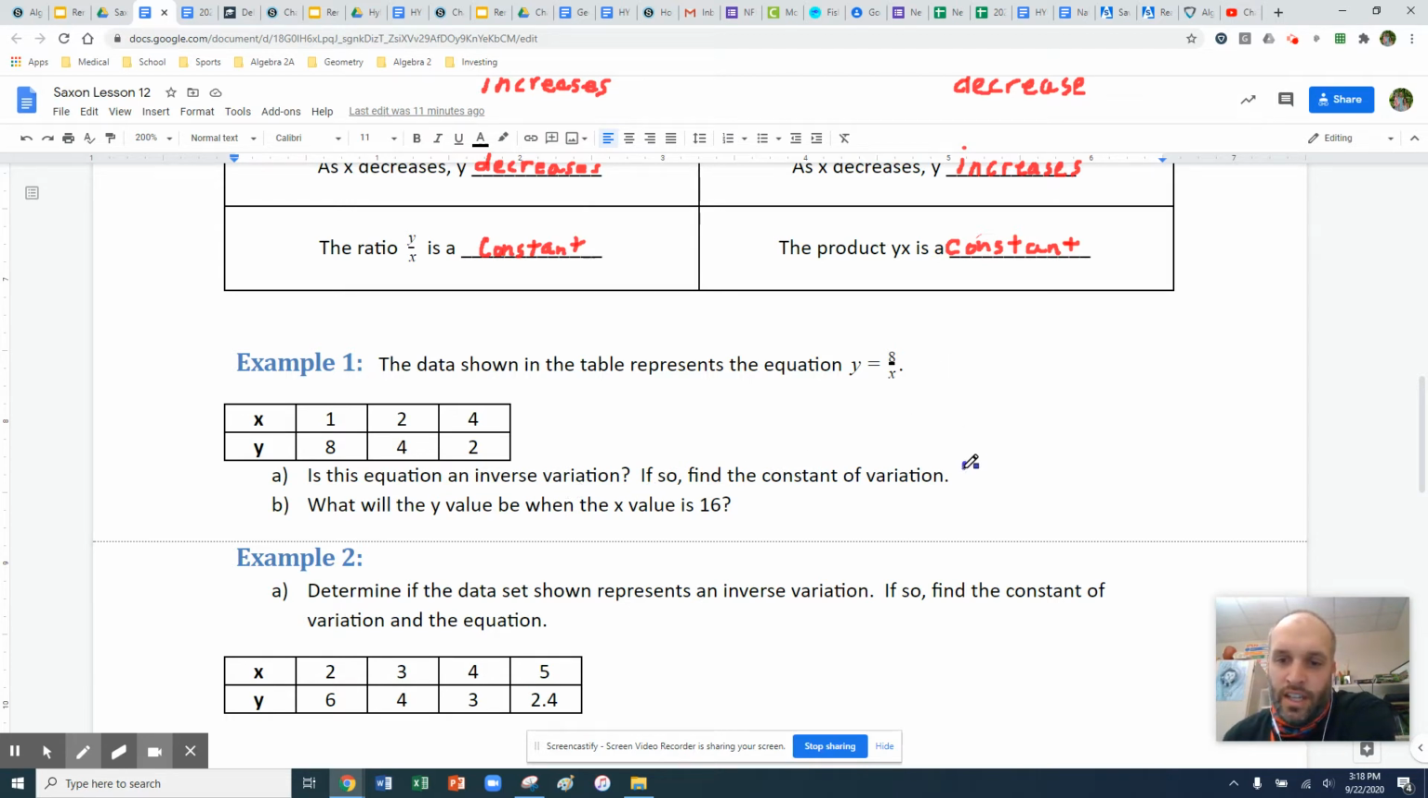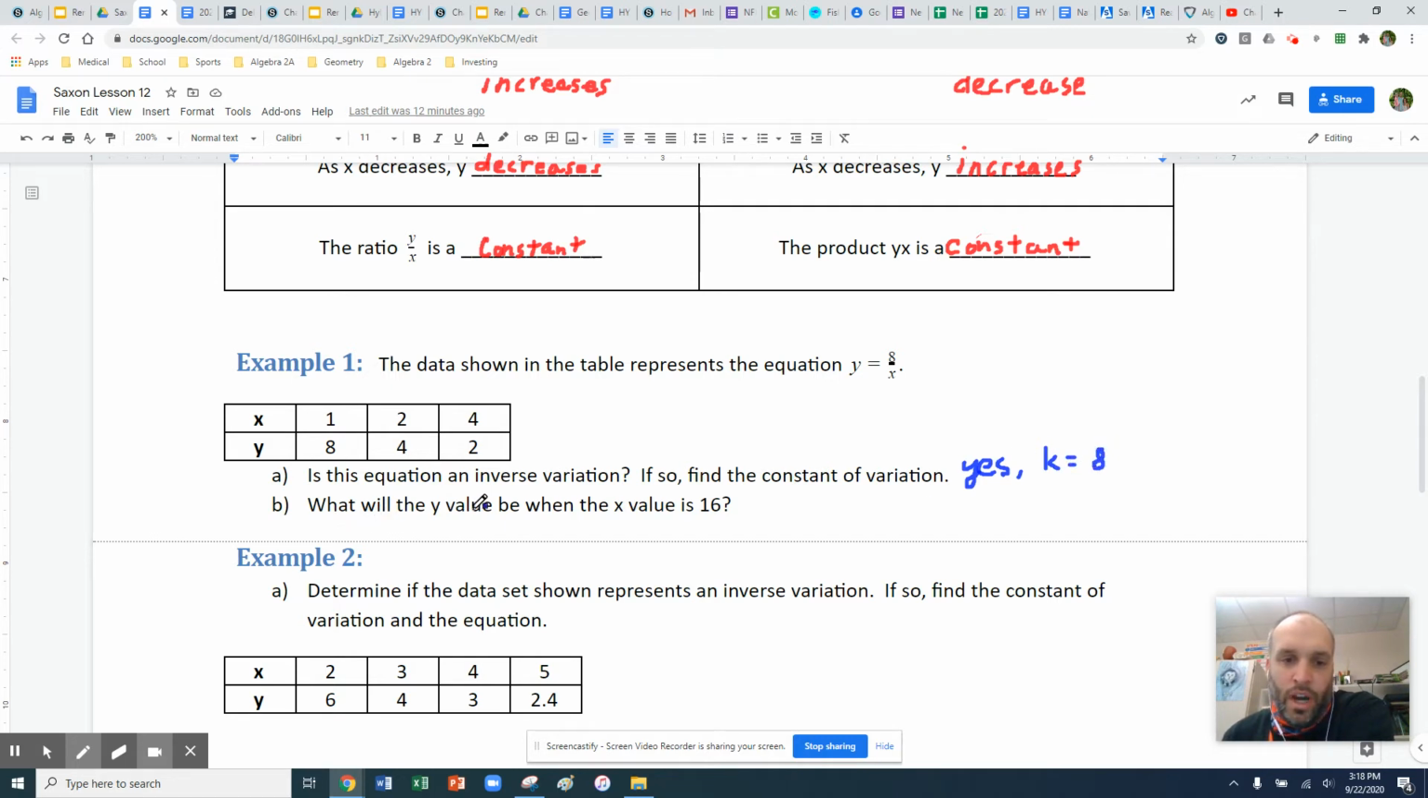So the answer to that is yes. Our constant 8 is being divided by x. That would be an inverse variation, yes. What is the constant of variation? K is going to equal 8.